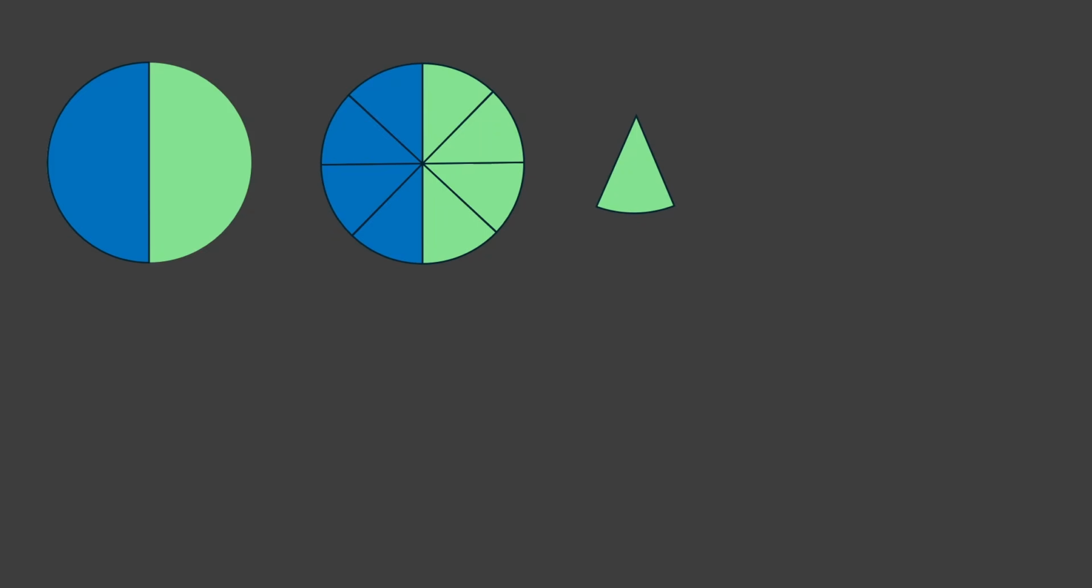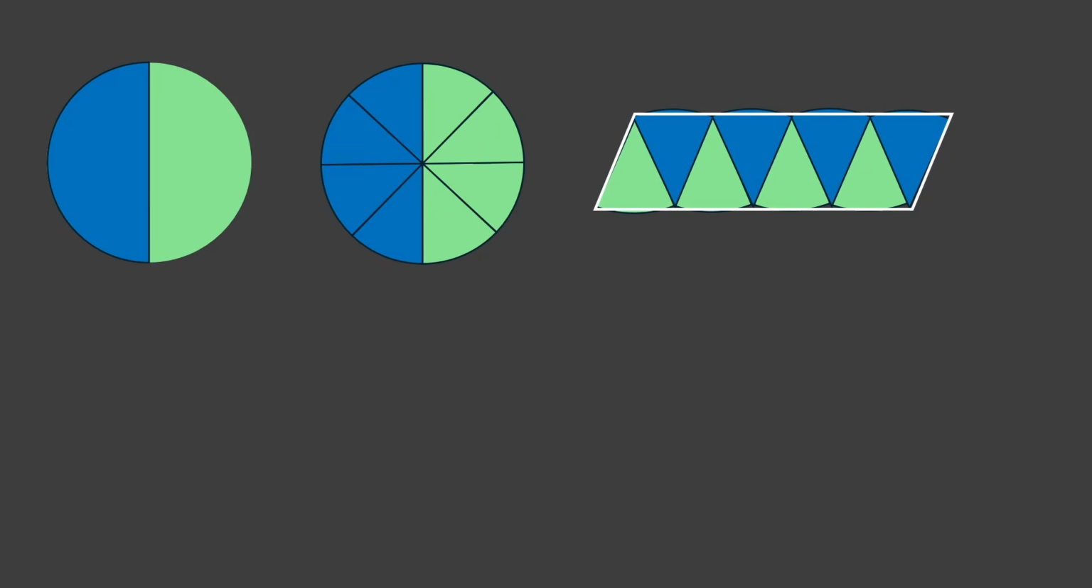We have this green one, then we'll put one blue one like this. Then green one, blue one. We have 4 green and 4 blue. So let us arrange them like this. Now, if you notice, this kind of forms a parallelogram.